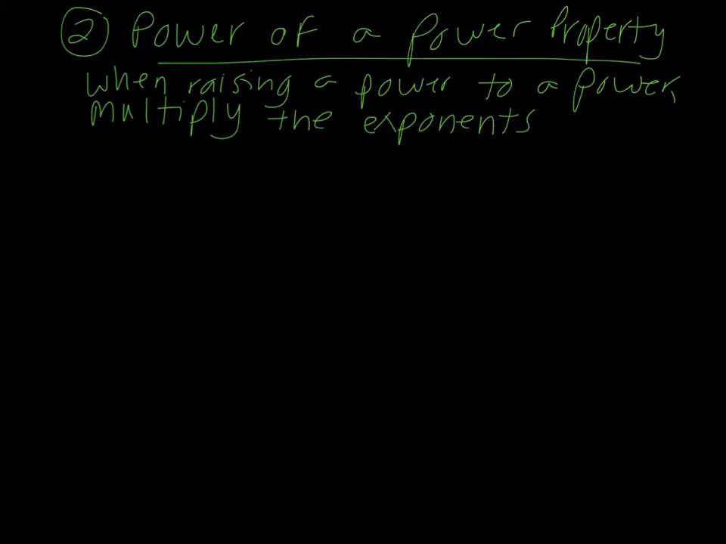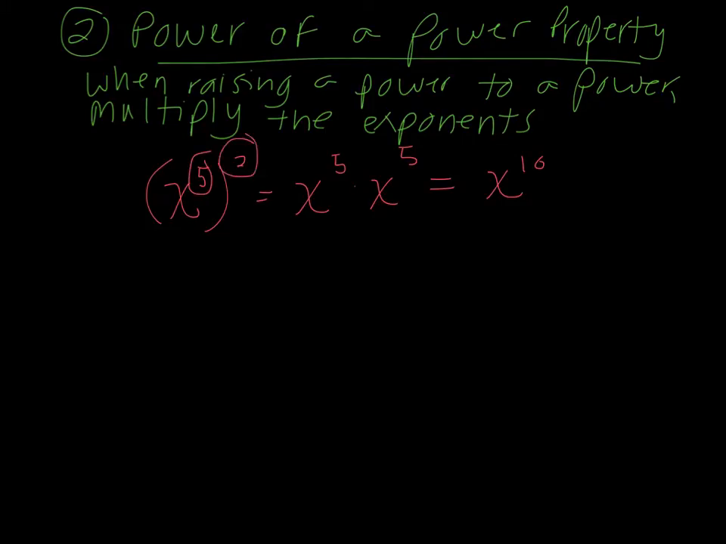The second property is the power of a power property. So this talks about raising a power to another power. So when raising a power to a power, multiply the exponents. So an example of that is if we have x to the fifth squared. That's like saying take x to the fifth and multiply it by itself twice. According to our last rule, when we multiply like bases, we add their exponents. So we would add 5 plus 5, which is 10. Or simply just multiply the two exponents. 5 times 2 gives us a final exponent of 10.